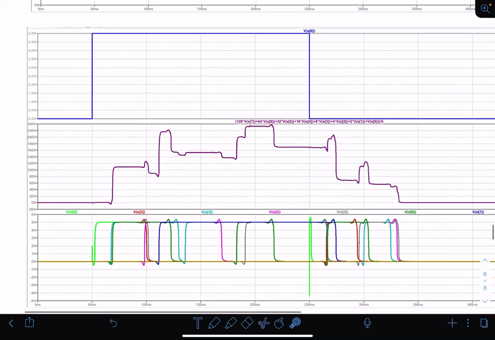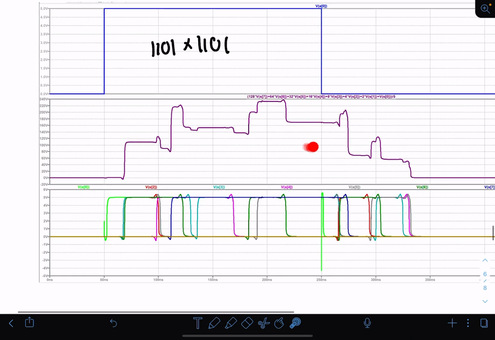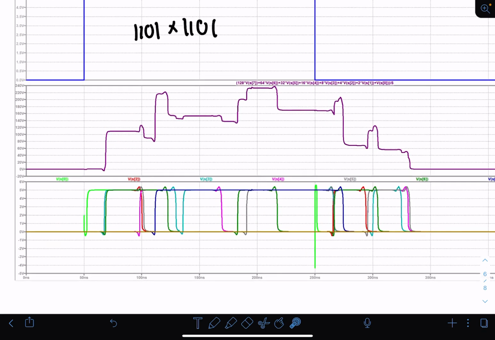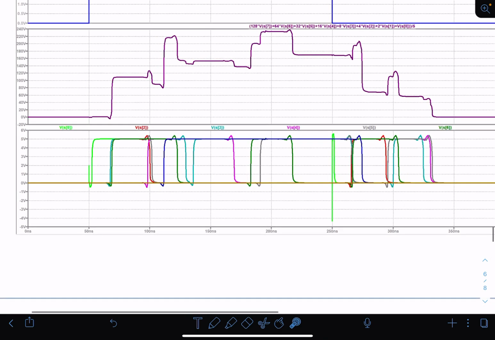However, it's a bit more complicated when we get to the next input. This one is 1101 times 1101. And we see the input goes high again, and the least significant bit follows shortly after. And then bits continue to go up and down until we settle at our answer right around here, which is actually when the sixth bit goes low. And so it's not the seventh bit that is the critical path in this case.